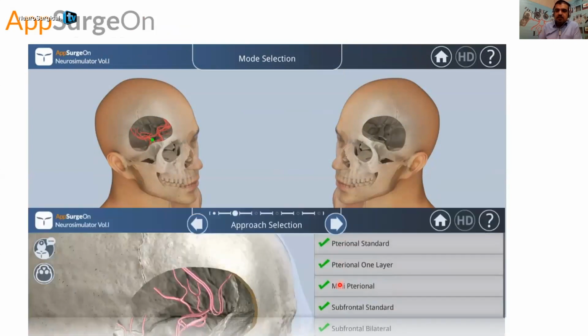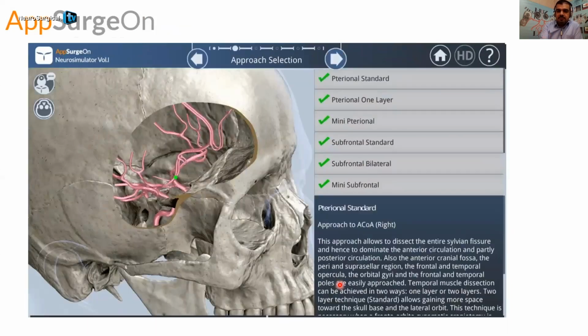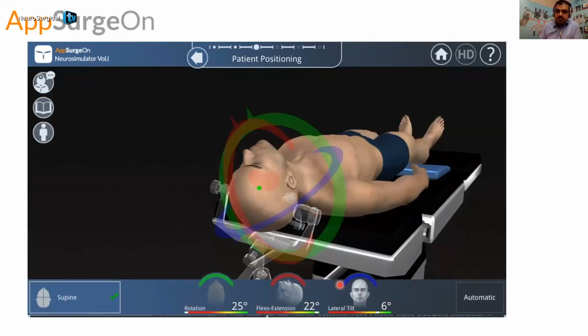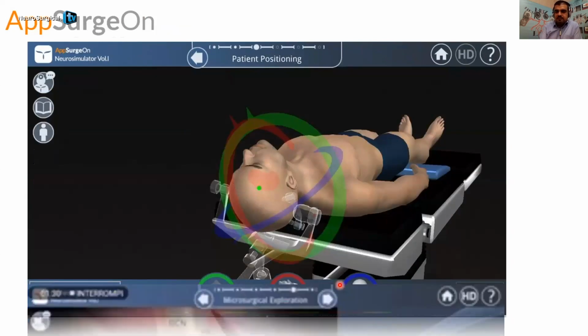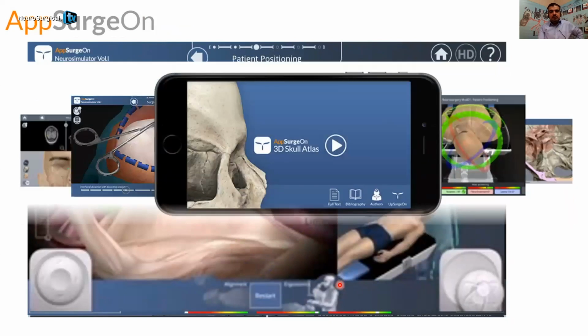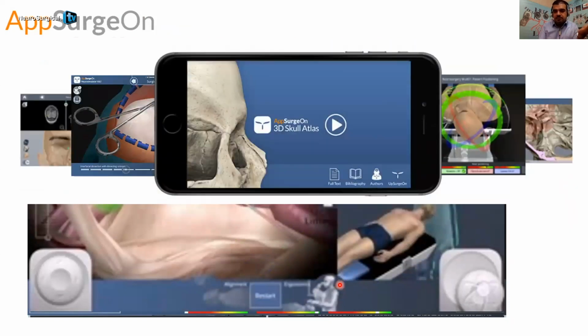You can simulate the whole surgery, not only in the normal anatomy, but also how to position the patient. And that's very important because you will get a field closer to reality. So there are a lot of applications for sure, but for me, I think this is one of the best.